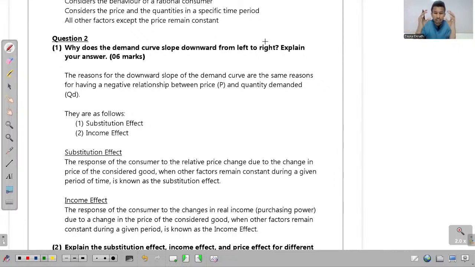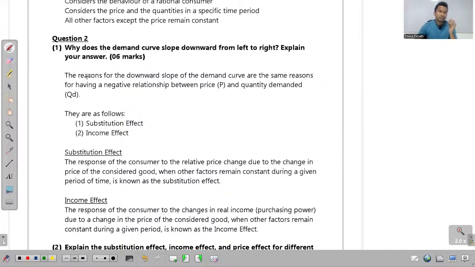But then again, just for writing that part, I won't give you 6 marks. So you need to later on explain that there are two reasons to have this negative relationship. If not, there are two reasons to have this law of demand, and you need to explain those two reasons as well. And for explaining all of these, I have allocated 6 marks.